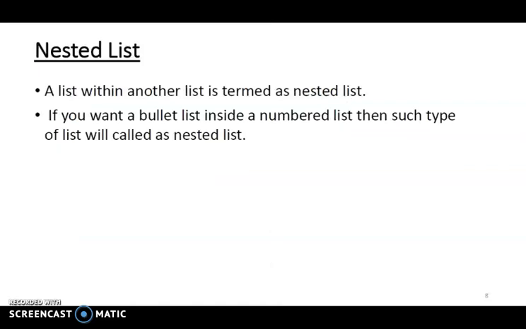Now you can see the next one, that is a nested list. But basically this is not a type of list, but it is a way to define the list in another way. So you can use the nested list. What is the meaning of nested? A list inside a list. It is called a nested list. So a list within another list is termed a nested list. So if you want a bullet list inside a number list, or a number list inside the bullet list, then such type of list will be used.